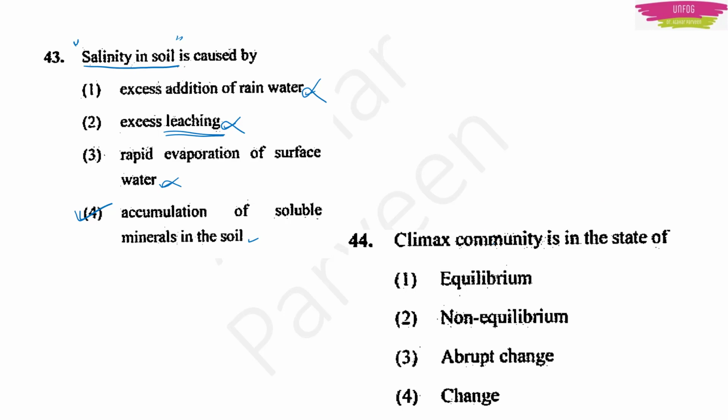Next question we have is, climax community is in the state of. Option 1 is given as equilibrium, option 2 non-equilibrium, option 3 abrupt change, and option 4 change. So, what does this climax community mean? The answer lies in the definition of climax community itself. It is the ecological communities in which the populations of plants or animals remain stable. Okay, so they are in equilibrium with each other. So, from the definition, you must have known what the answer is, right? So, the option is option 1, equilibrium. Climax communities are always in the state of equilibrium, and that is a fact which we all have to remember.